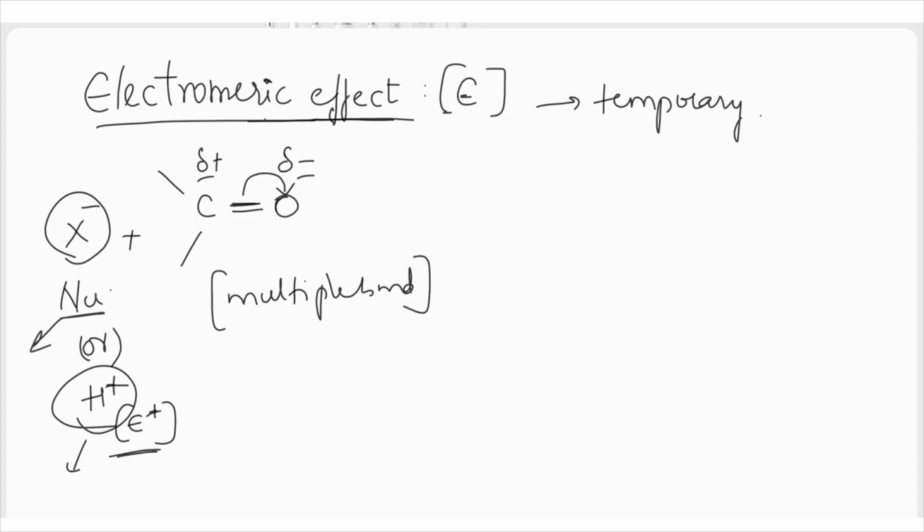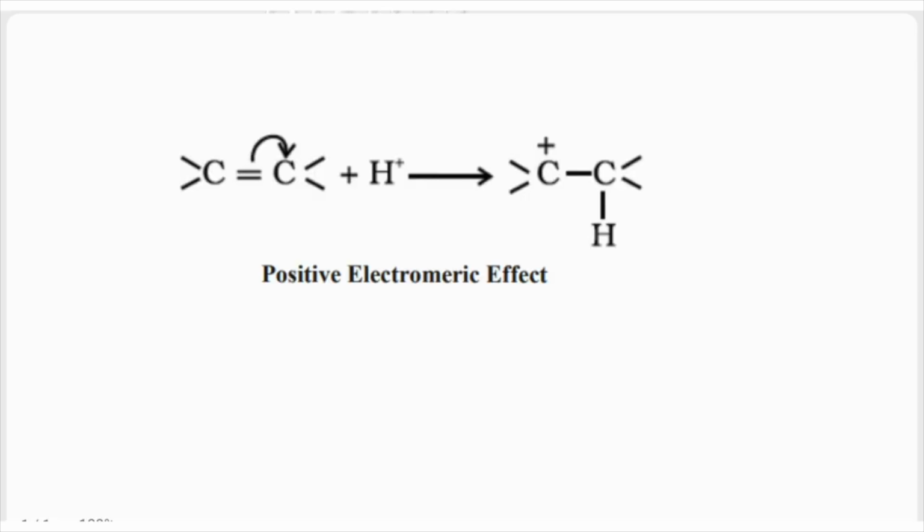It happens only in the presence of an attacking agent like an electrophile or nucleophile, and only in molecules that contain multiple bonds, like double or triple bond containing compounds. It is mainly of two types, same as the other effects, that is plus E effect and minus E effect. The first type is the positive electromeric effect, the plus E effect. Here, plus E or minus E depends on the attacking agent.